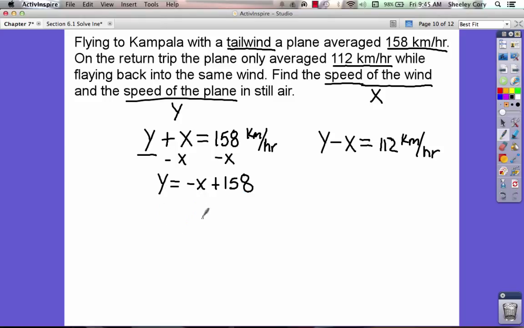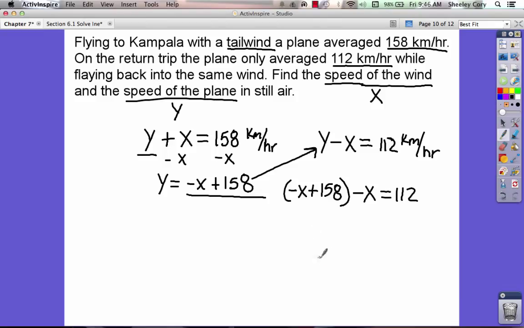So what I can do is plug this in for y, just like I would a number if I'm checking a solution. So I'm going to take this whole thing right here and plug it in for y there. Let's see what that would look like. And when I do that, I always put parentheses because I'm replacing where the y is. So I got a parenthesis, negative x plus 158, minus x equals 112. So you can see I just took this because it equals y and I put it in for that spot where y was.